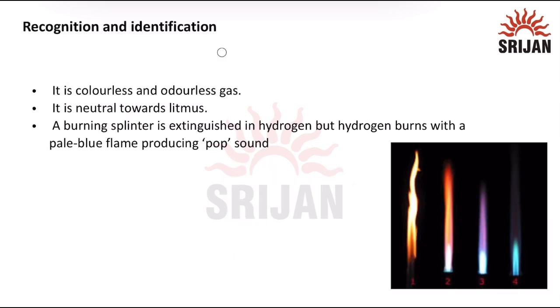Now, how can we identify this gas? We have seen how we can prepare the hydrogen gas, but how can we identify it? It is colorless and odorless gas. You can't see it, so this is not the method of identification. It is neutral towards litmus, so you cannot identify it with litmus as well. But a blue splinter is extinguished in hydrogen, but hydrogen burns with a pale blue flame, producing a pop sound. As you can see here, there are different ranges of colors of flame. Hydrogen produces a blue flame, and also a pop sound will be heard when the hydrogen gas burns.